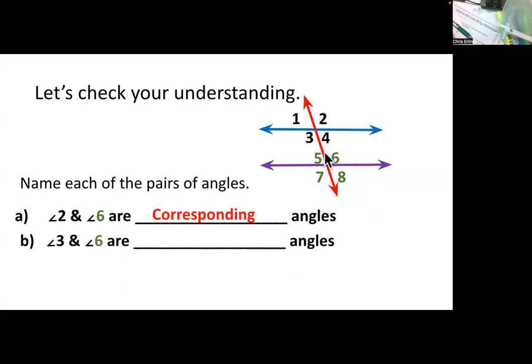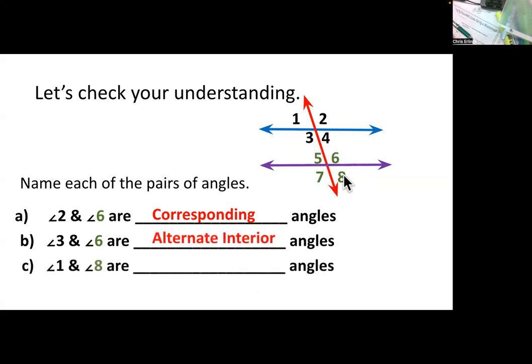Please now look at 3 and 6. Don't say it out loud. Don't cheat others out of the experience. You're saying it out loud. Don't do that. On the count of 3, please tell me what it is. 1, 2, 3. Alternate interior. Good.